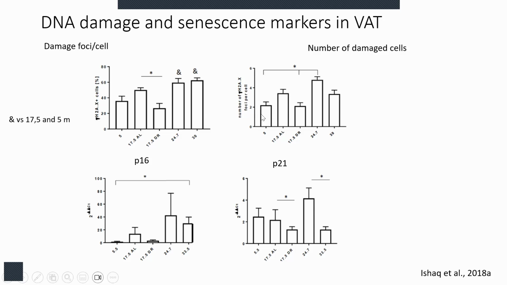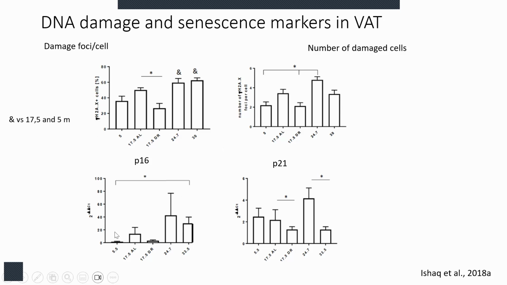So this was the number of DNA damage foci per cell. These are the number of cells which have damage, but it is very similar. With age it increases the number. The dietary restriction, even during 2.5 months, decreases it to the level of 5 months. There's a further increase at 24 months, but at 30 months there's a decrease.